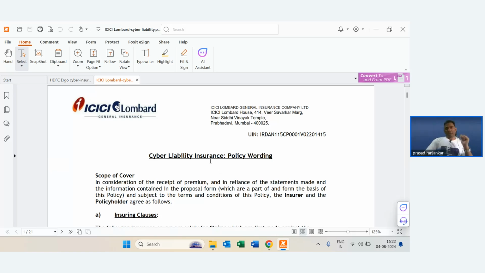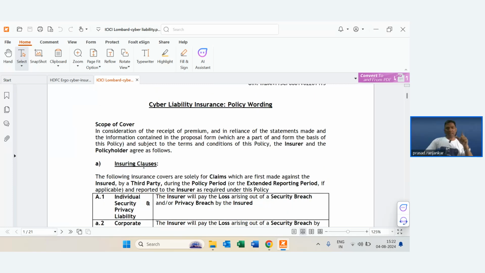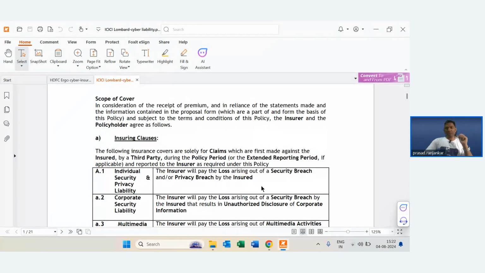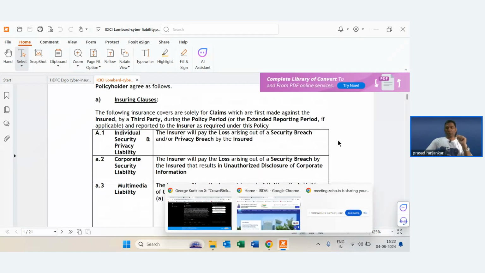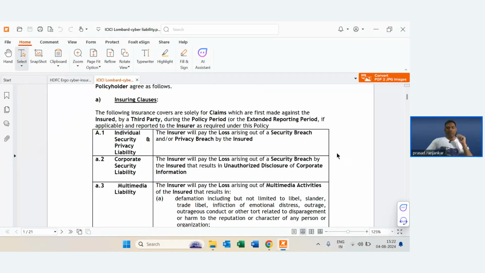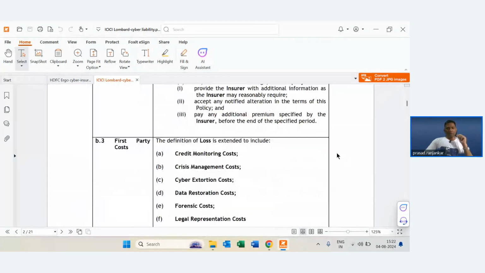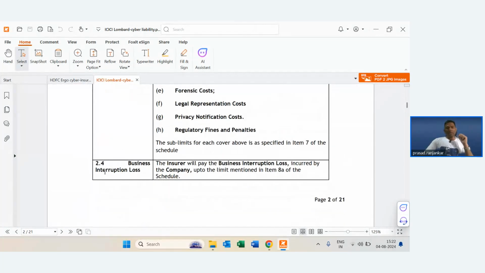Let's start with the ICICI Lombard cyber liability wording. Scope of cover says that in the insuring clauses, there has to be a security breach, there has to be a privacy breach, and for triggering the corporate security liability, there has to be a security breach again. Now let's move to the business interruption wording. It's on the next page. Business interruption loss: the insurance company will pay the business interruption loss incurred by the company up to the limit chosen by the policyholder.